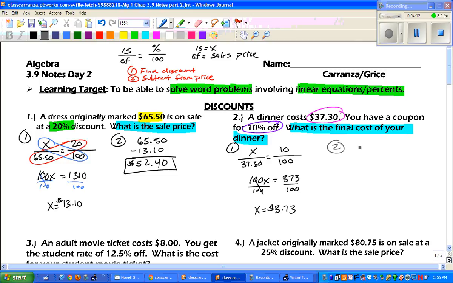Step number two, take your cost and subtract the discount. We have to do some borrowing. We get 7, that's a 2, we gotta do it again. 5, that's a 6. So even though we saved $3.73, it is better than nothing. Your total price comes to $33.57.